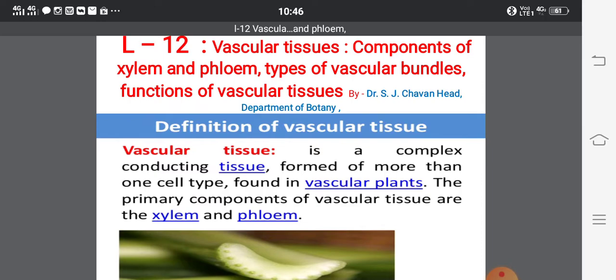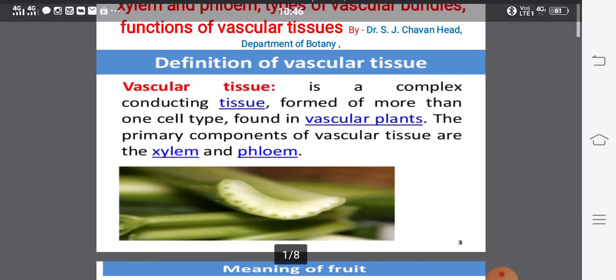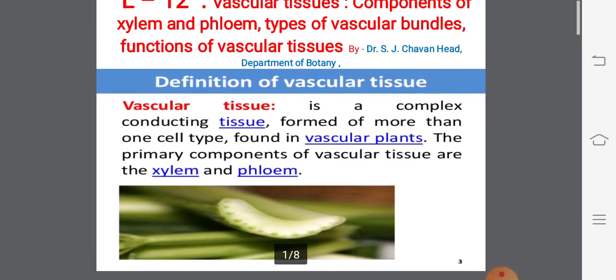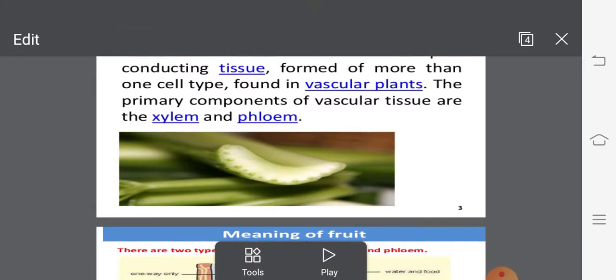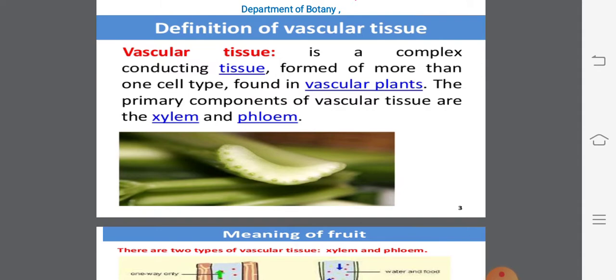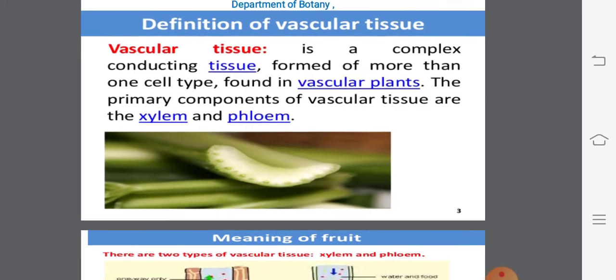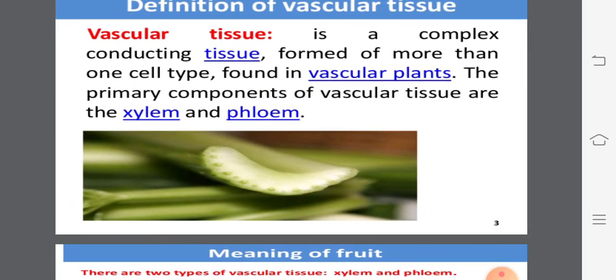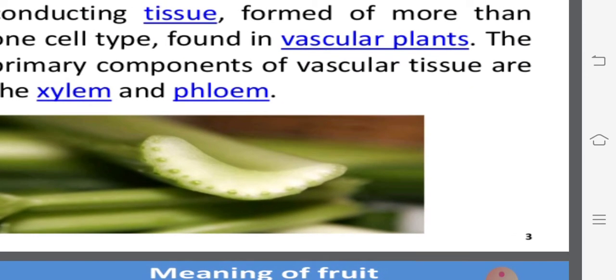Right. So in the meristematic tissue, we have already seen these cells are living cells. Then what is the character of the vascular tissue? It is a complex conducting tissue formed of more than one cell type, and the primary components of vascular tissue are the xylem and the phloem. As you are observing, this is a good photograph of the stem or the leaf. It shows the vascular bundles.